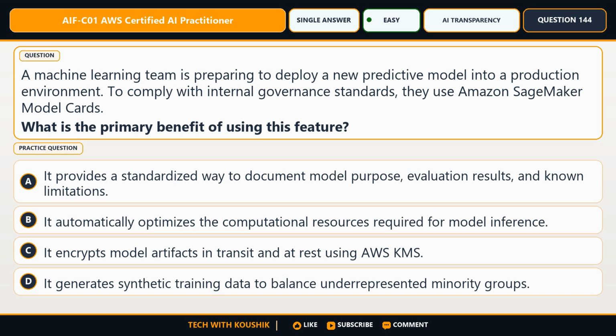Review the options. Choice A. It provides a standardized way to document model purpose, evaluation results, and known limitations. Choice B. It automatically optimizes the computational resources required for model inference. Choice C. It encrypts model artifacts in transit and at rest using AWS KMS. Choice D. It generates synthetic training data to balance underrepresented minority groups.